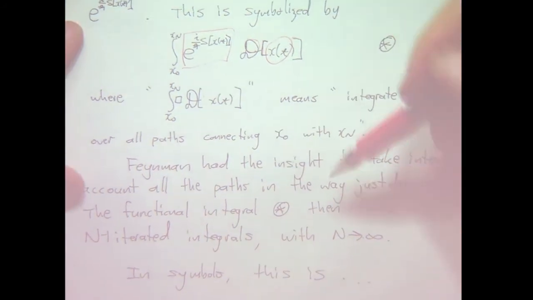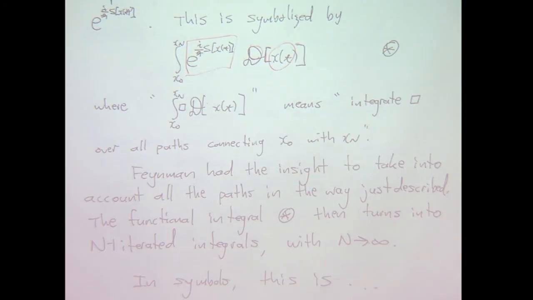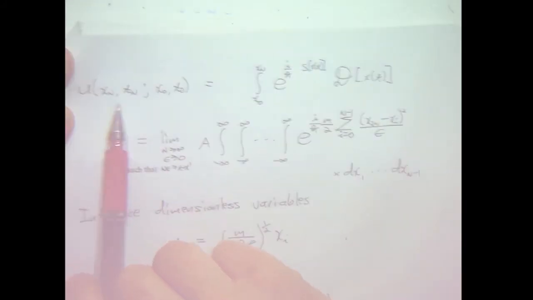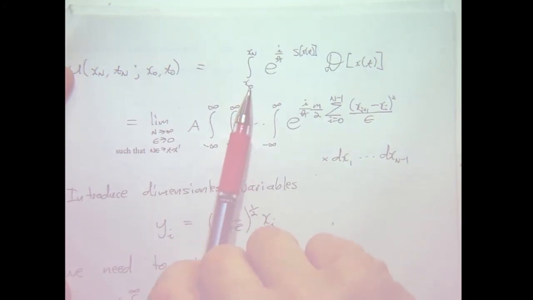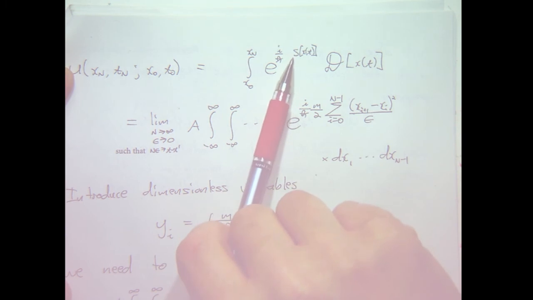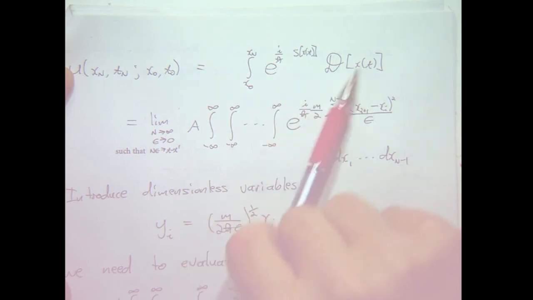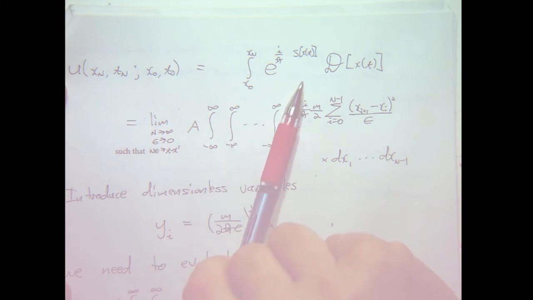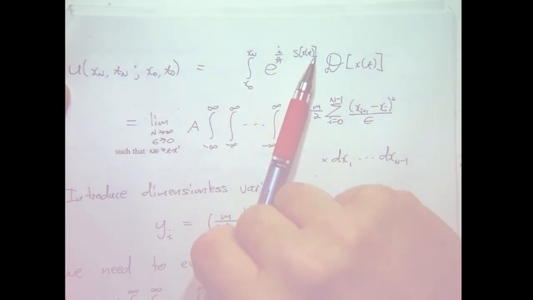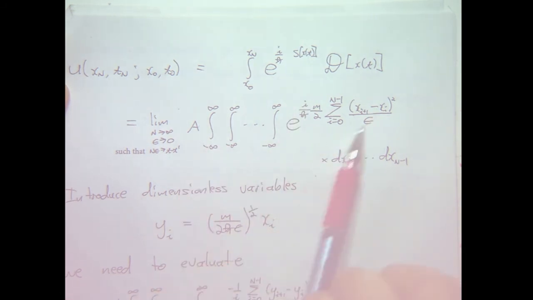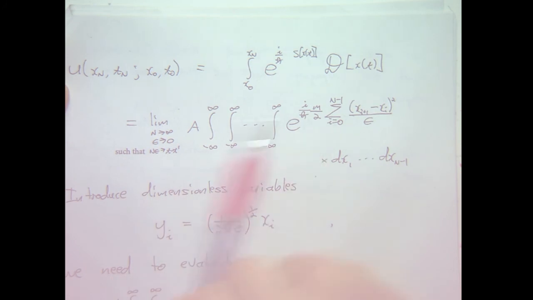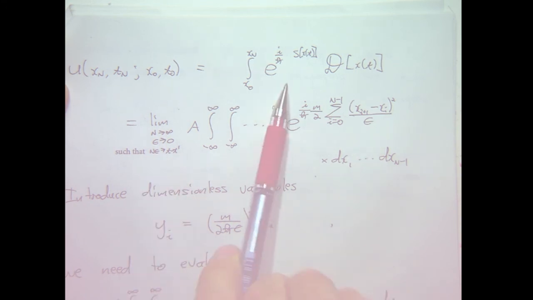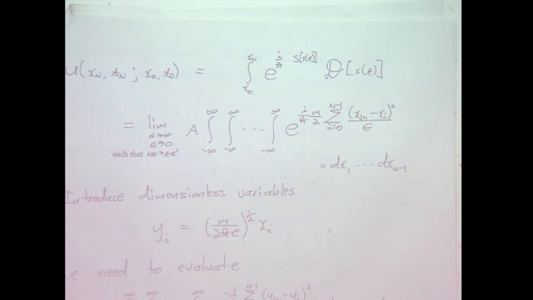Now, Feynman had the insight to slice up space-time like that, and then do the limit process. In symbols, the space-time propagator is the integral from x0 to xn of e to the i over h bar times the action of the path, D of the path. This is the exact definition, if you like, of U in continuous space-time. And then this is the discretized version. The claim is that if you take the limit as n tends to infinity, epsilon tends to zero, such that n epsilon tends to the time interval you're interested in, then that equals this, and the propagator that you calculate is the same as the Schrodinger propagator.